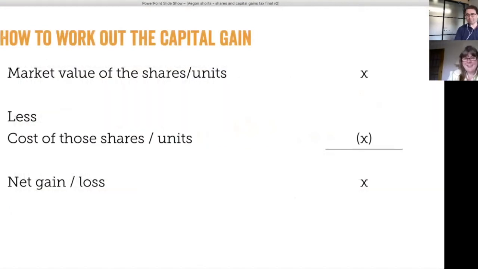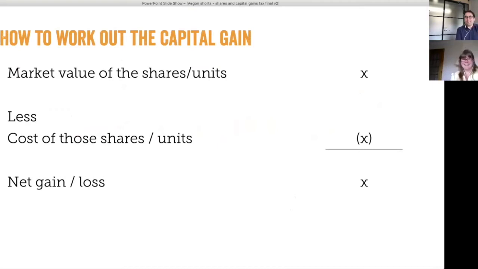Thanks, Richard. So at its simplest, the capital gain on the disposal of shares or units would be the market value of the shares or units less the cost that those shares or units were bought for, and that would give you your net gain or loss. But there are some complications that we'll look at in a minute around what cost goes into it.